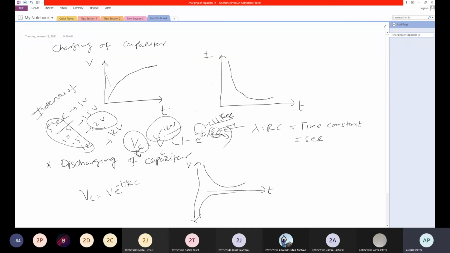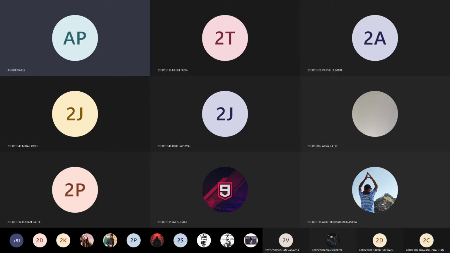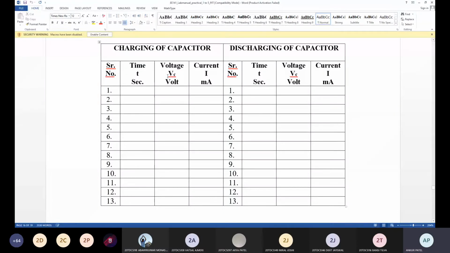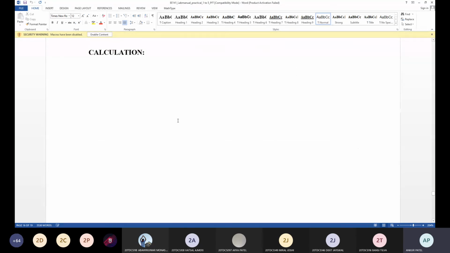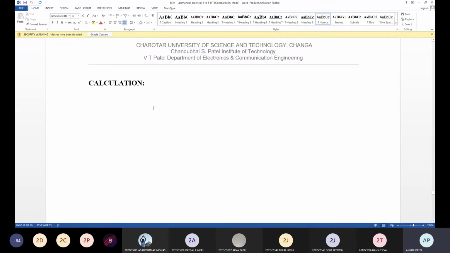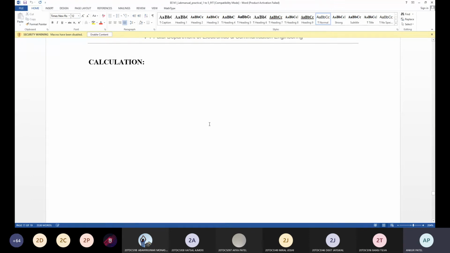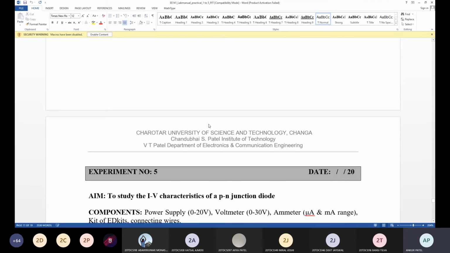Same for the discharging. Take any moment and find out this discharging voltage. So these are the readings: time, voltage, current. You need to write that in the calculations. You have to show one calculation for charging and discharging for any moment, and a conclusion.